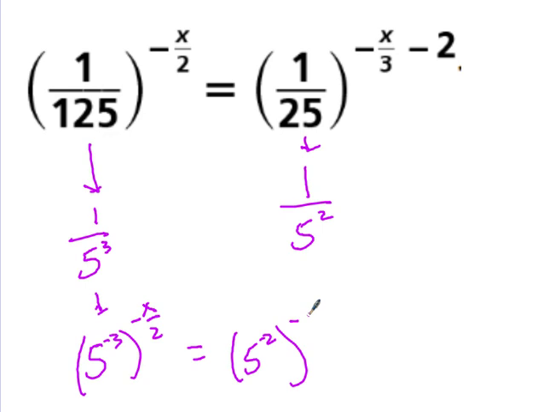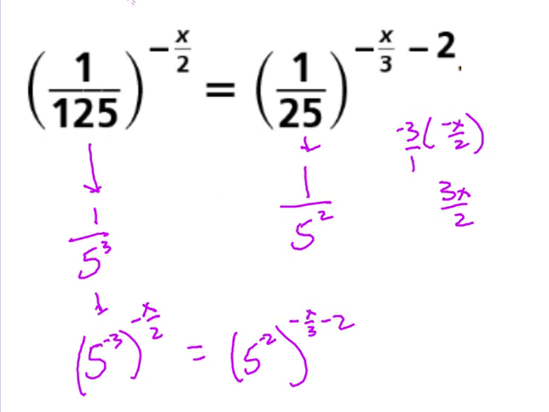All raised to the power of negative x over 3 minus 2. I have my same base, which is good, but I do need to do my power of a power property here and actually multiply. Okay, so let me multiply over here on the side, and then we'll erase and kind of keep going. So when I do my negative 3 times negative x over 2, think of it like this. This is just 3 over 1, x over 2. Negative 3 times negative x is positive 3x. So that becomes 3x over 2.